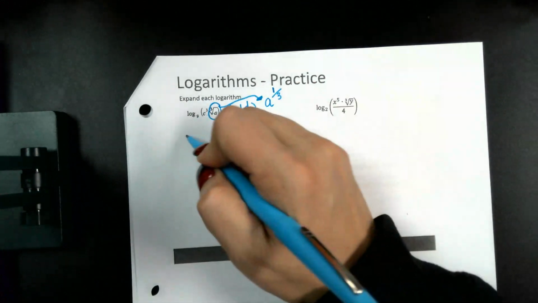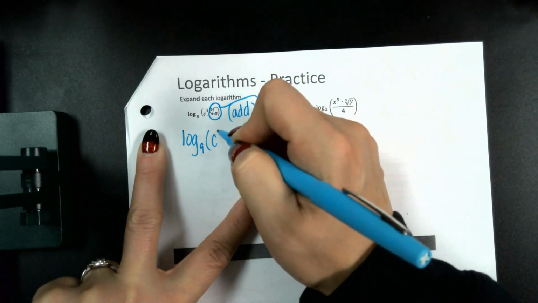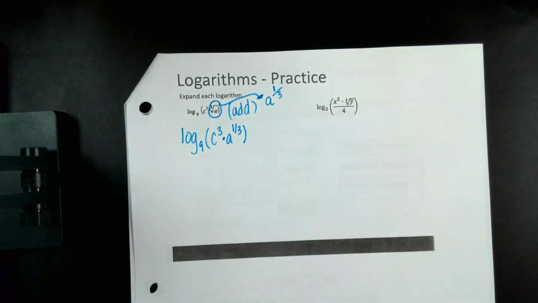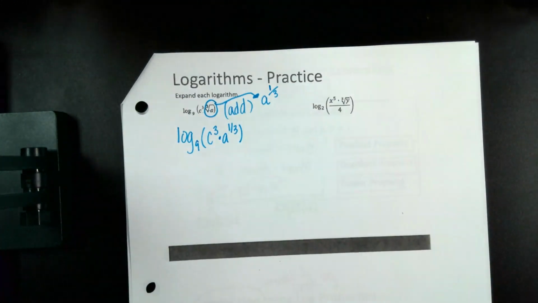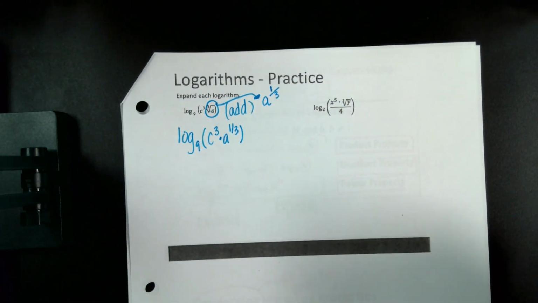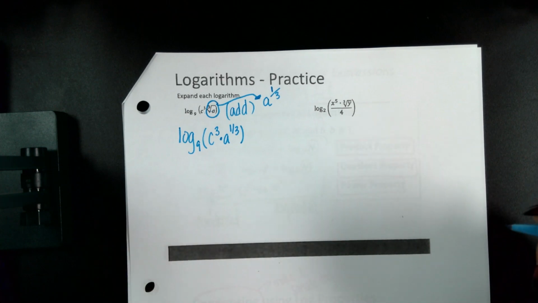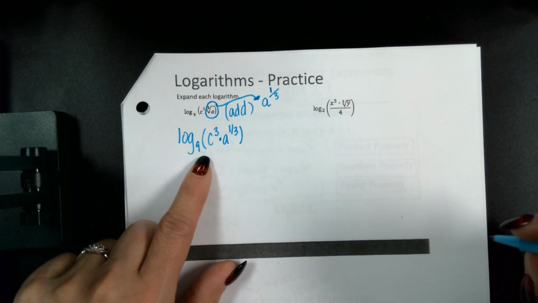Well, it's important to know that because technically what this means is they had C to the 3rd times A to the 1/3 power. That is crucial because we have an exponent on A that will have to move out front of the log of A. This is a 9 because that's the base.